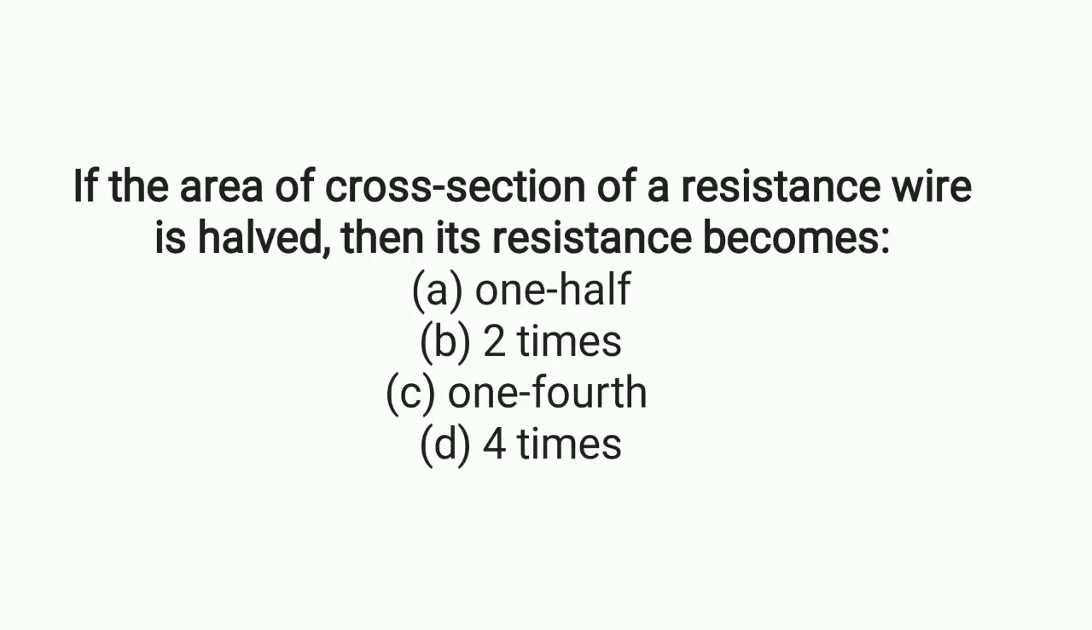Next question. If the area of cross section of a resistance wire is halved, then its resistance becomes. Here the answer is 2 times. The resistance will become 2 times when the area of cross section is halved.